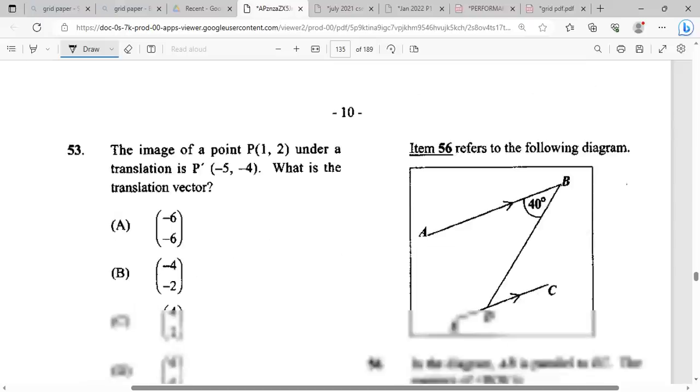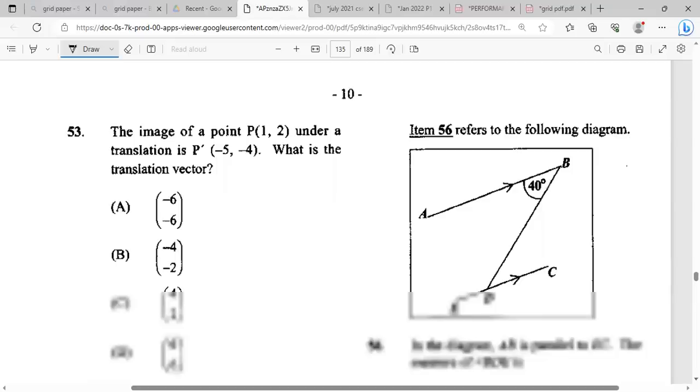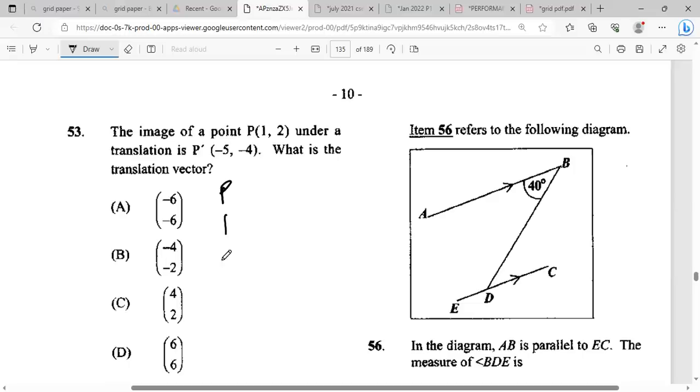The image of the point P is 1, 2, and that translation is P. Notice what they give you. They don't give you the translation, right? So you have to actually find the translation. So look, this is P.